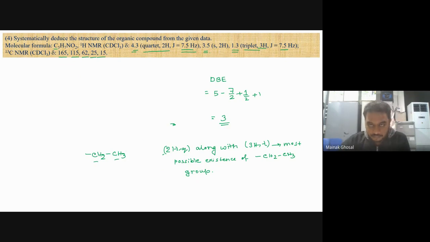Now what are we left with? 2 hydrogen singlet at 3.5 delta value. So what could this be? Now you go to the carbon-13 spectrum. A 165 carbon-13 value is generally indicative of the presence of a C double bond O.